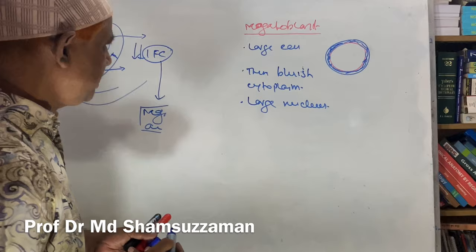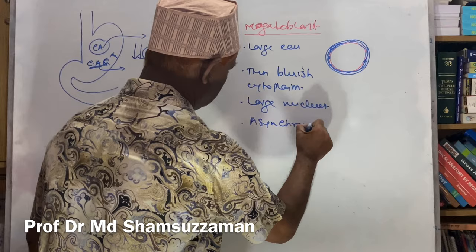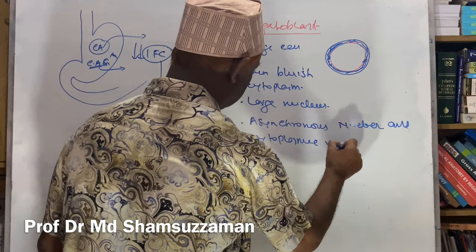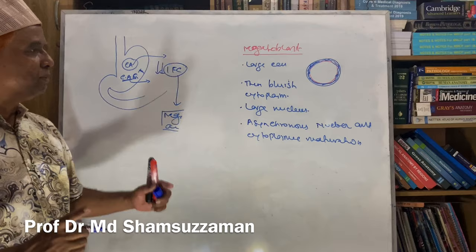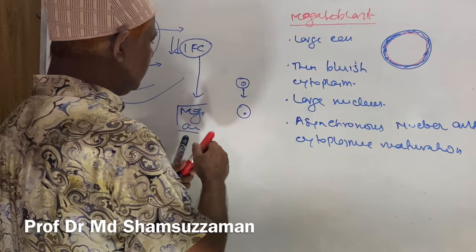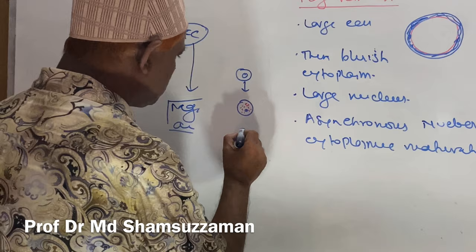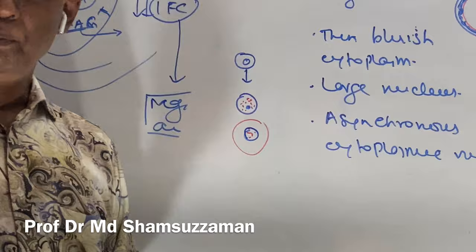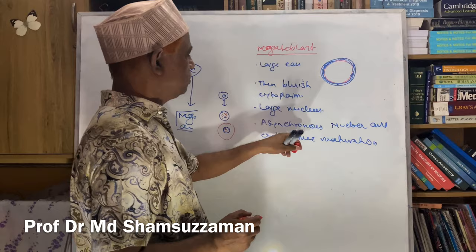And the characteristics: asynchronous nuclear and cytoplasmic maturation. What it means, you know, during development of RBC, a nucleated red cell like this, there is development of a smaller nucleus or pyknotic nucleus, and there is appearance of hemoglobin. Ultimately, there is extrusion of the nucleus, and the RBC is filled with complete hemoglobinization. This is a mature RBC. This maturation is carried by vitamin B12 and folic acid. So if there is deficiency of these, there will be maturation errors. So there is asynchronous nuclear and cytoplasmic maturation.